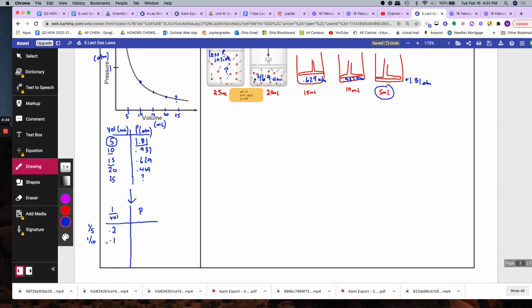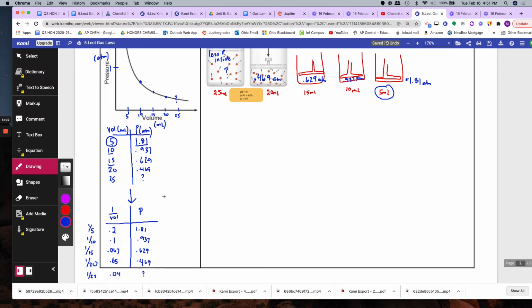What is 1 divided by 10? 0.1. What is 1 divided by 15? The inverse of 15 is 0.067. 1 divided by 20 is 0.05. 1 divided by 25 is 0.04. We will not take the inverse of the pressure, otherwise we'll come up with the same curve. So we will just write these down: 1.81, 0.937, 0.629, 0.469, and question mark.